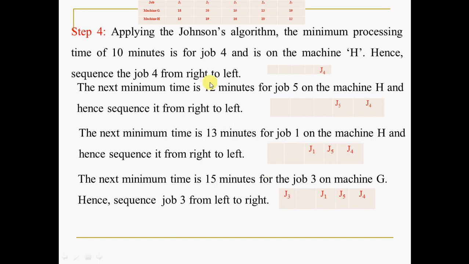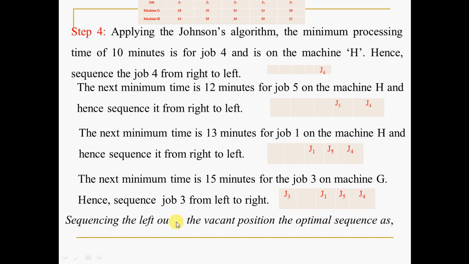Now whichever job is left, you have to fill in the vacant space, that is J2 you have to write here, so that you will get the final sequence. Sequencing the left out job in the vacant position, the optimal sequence we get is J3, J2, J1, J5 and J4. So this is like part 1. You have obtained the optimal sequence. Following this sequence, you can minimize the total elapsed time and idle time of the machines. That's the meaning.